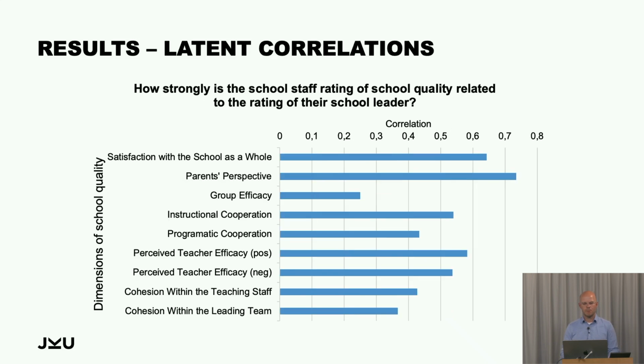In all cases, as expected, school leaders did report on average more positive ratings than school staff members did. Moving to the next slide, latent correlations between the school leaders' ratings and the ratings from the staff at the corresponding school are reported. Again, we can see the highest agreement is observed regarding parents' perspective on school quality. The ratings regarding teachers' collective efficacy have the lowest correlation between school leader ratings and teacher ratings. In total, the correlations vary between 0.2 and 0.7.